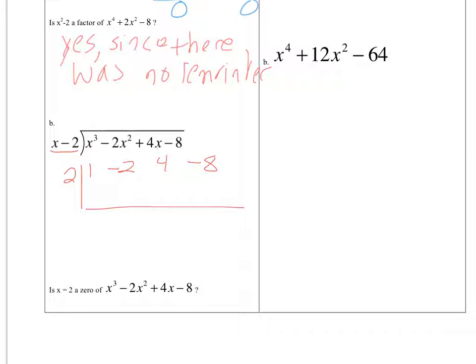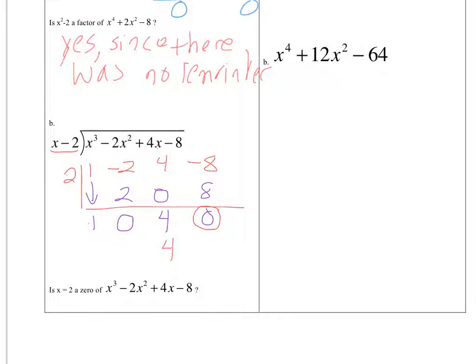First thing I do is I bring down my first term, and then I multiply, 2 times 1 is 2. I add, negative 2 plus 2 is 0. I multiply, 2 times 0 is 0, and then I add, 4 plus 0 is 4, and then I multiply, 2 times 4 is 8, and then I add, negative 8 plus 8 is 0. I'd like to remind us that that last number is always the remainder. So we have remainder 0.